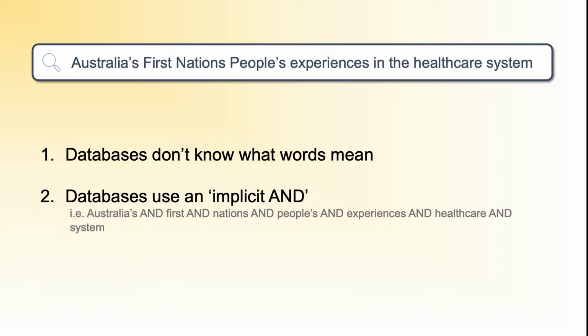Secondly, this search does not allow for the fact that most databases and search engines use what's called an implicit AND, meaning that every single word in the search box must also be contained in the results. So it isn't a good idea to crowd the search box with unnecessary words. Let's look at how these two things work in practice.